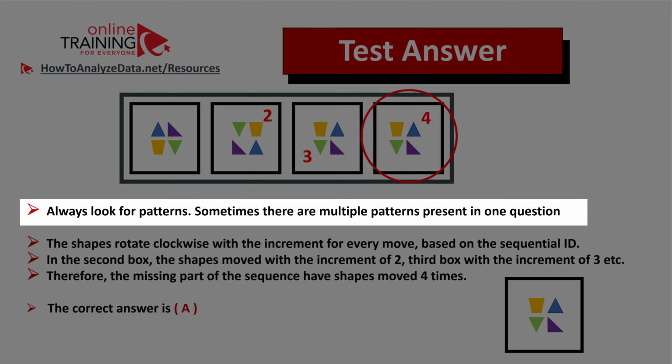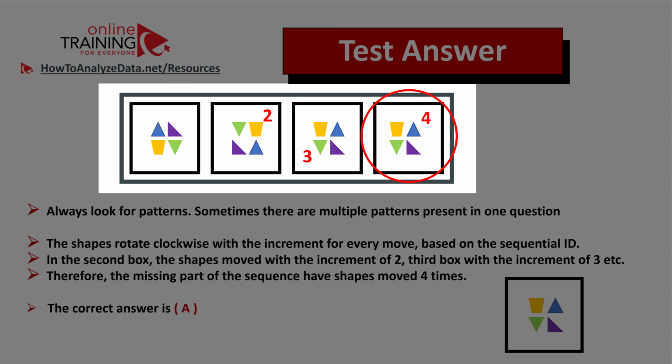As usual, always look for patterns. A lot of times there are multiple patterns present in the question, but in this particular case, there is only one pattern. And the pattern is that the shapes rotate clockwise with the increment on every move. For example, if we look at the shapes going from box number 1 to box number 2, and we follow the yellow shape, we see that it moved from the position at 8 o'clock to the position at 2 o'clock.